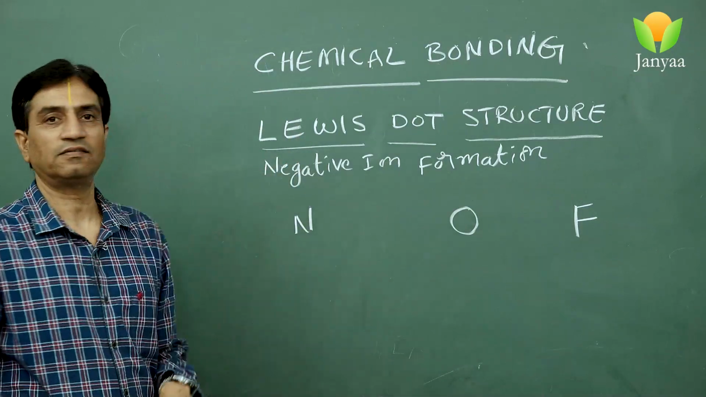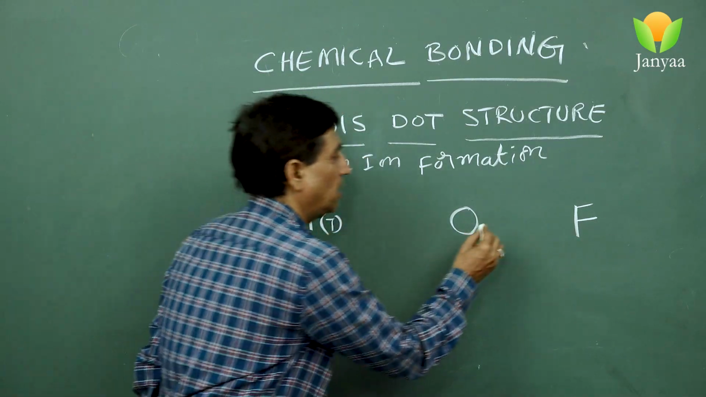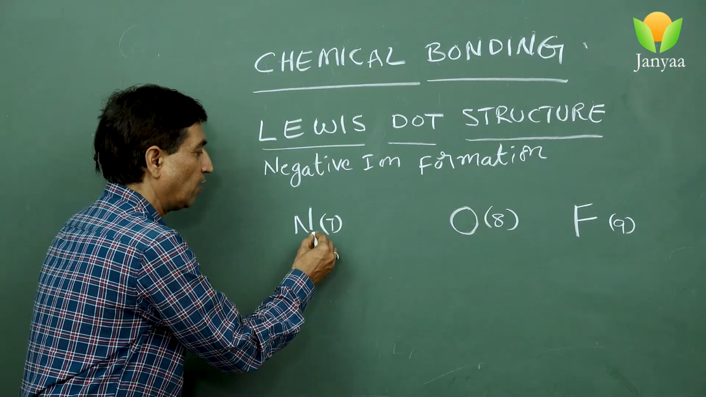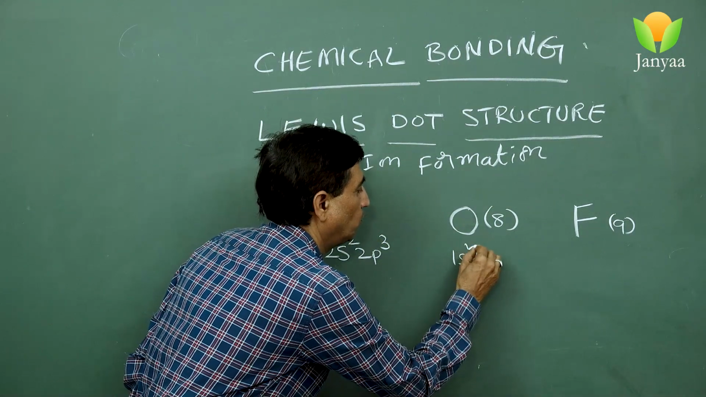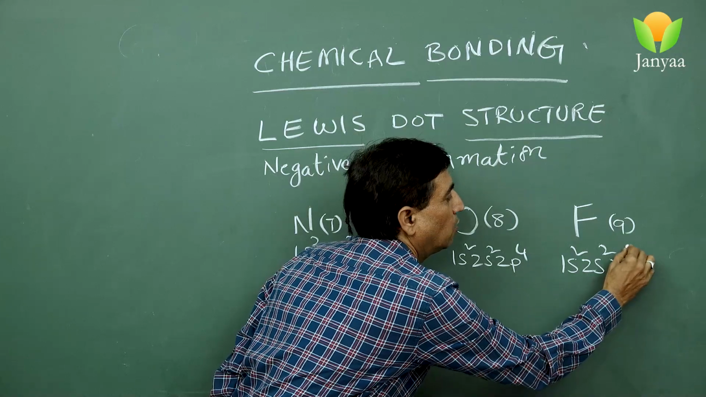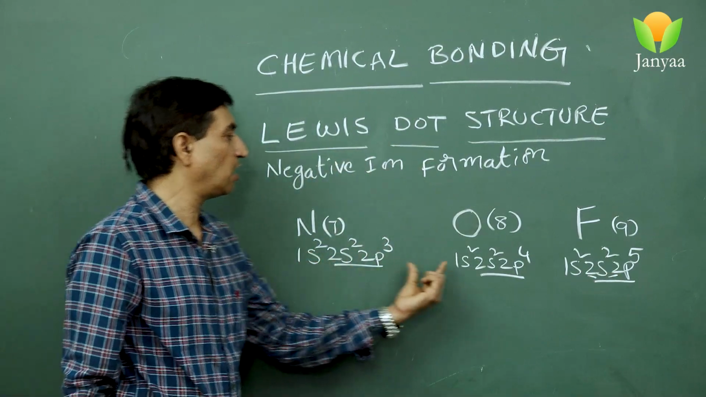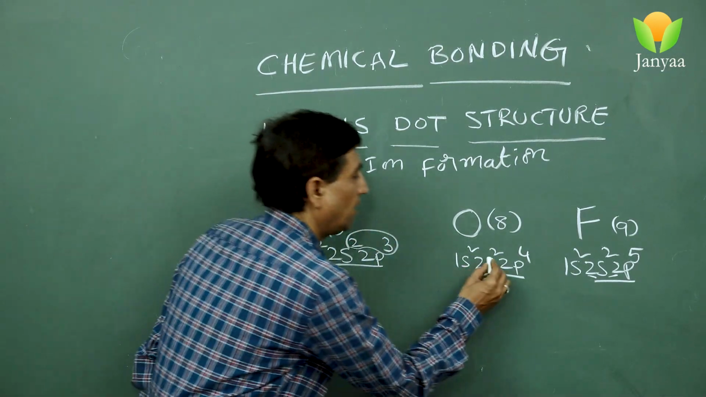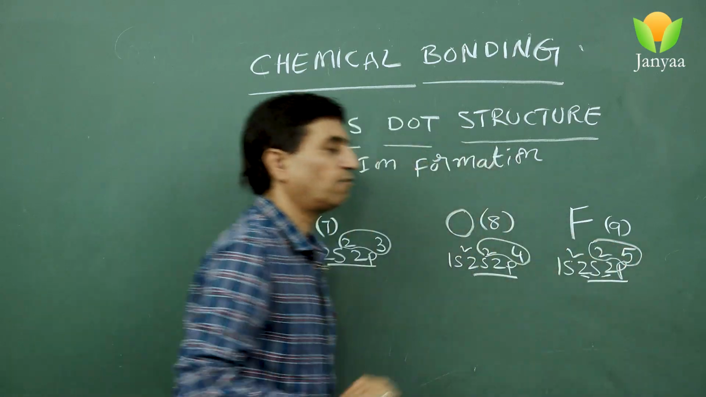Now, you observe here nitrogen, oxygen and fluorine. Nitrogen's atomic number is 7, oxygen's atomic number is 8, fluorine's atomic number is 9. Now, what is the electronic configuration? 1s2, 2s2 and 2p3. Here 1s2, 2s2 and 2p4, and here 1s2, 2s2 and 2p5. The outermost orbital is 2 for all of these, so these elements belong to the second period.